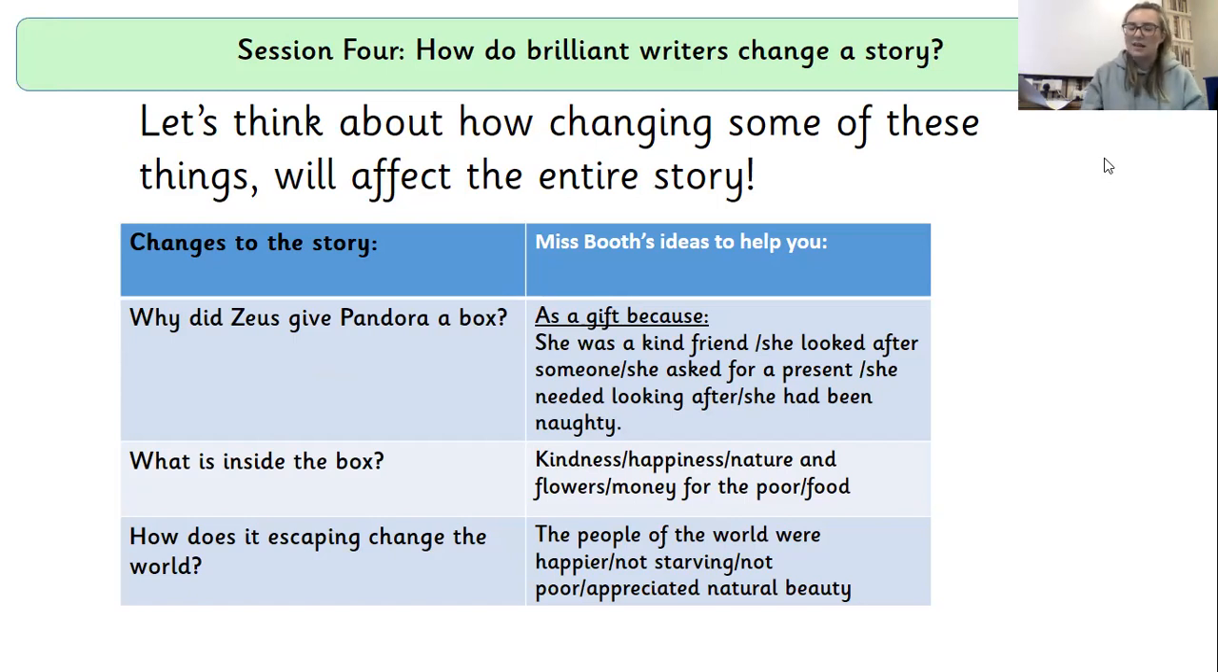So the things that you need to write is, hopefully you can see my mouse, changes to the story, and then you need to write, why did Zeus give Pandora a box, what's inside the box, and how does escaping change the world. Don't worry about writing this, Miss Booth's ideas to help you, because that's mine, okay? But you're going to write those 4 things down and you're going to draw your table now, okay? So pause me and let's get cracking.